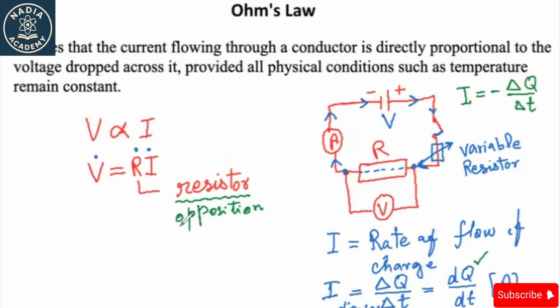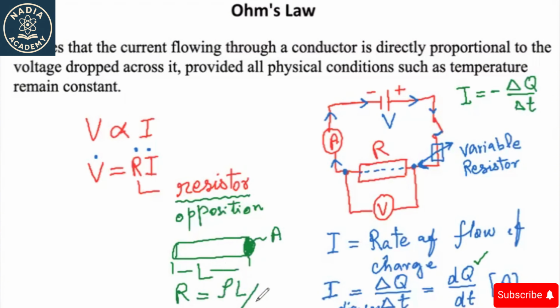So for example, if we consider that we have a conductor, and this conductor is like a conducting wire, so it has this circular shape. So we can say that this wire has the cross-sectional area A, and the length of this wire is a capital L. So now the resistance of this conductor will be equal to resistivity times the length of the conductor divided by its cross-sectional area.